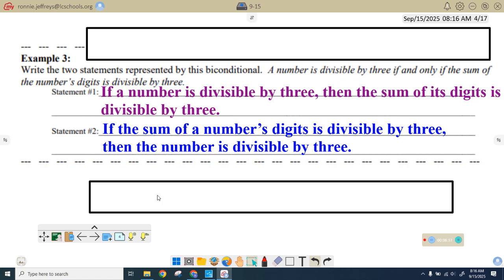So the purple is the conditional. Okay, we'd say this is the conditional. This would be the converse. Okay. So basically we're wanting you to know these rules forwards and backwards. Get it? Because the converse is the reversed form. No? Okay.